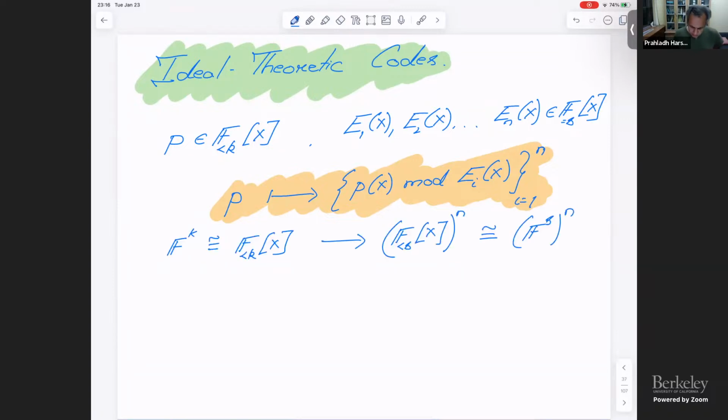So what's happening over here is we are taking a polynomial from this space, which is basically k elements from the field, and representing it using n polynomials, each of degree strictly less than S. So we are representing it as n elements from this large alphabet.